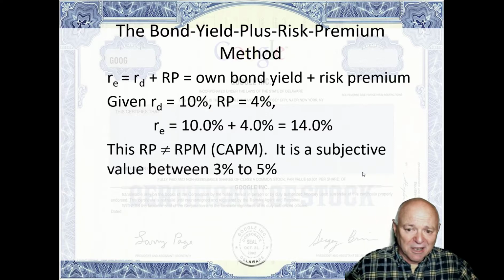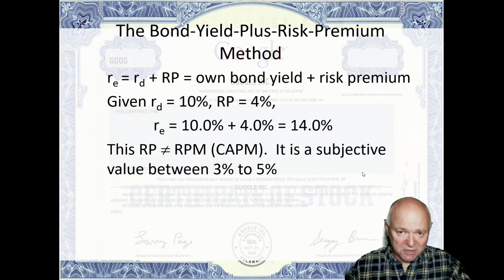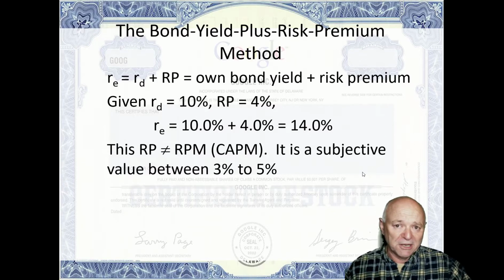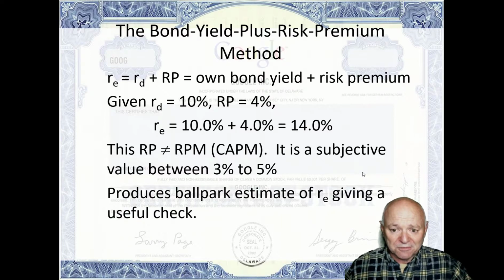The risk premium that we're using is one that I don't know where we get it, but it's a subjective number. It's not going to be the same number that we used with CAPM. It's a different risk premium, and according to the textbook, it varies between 3% and 5%. It could be a rule of thumb that your company has suggested that you use. So it gives you a ballpark measure of the cost of equity, and maybe a suitable check.